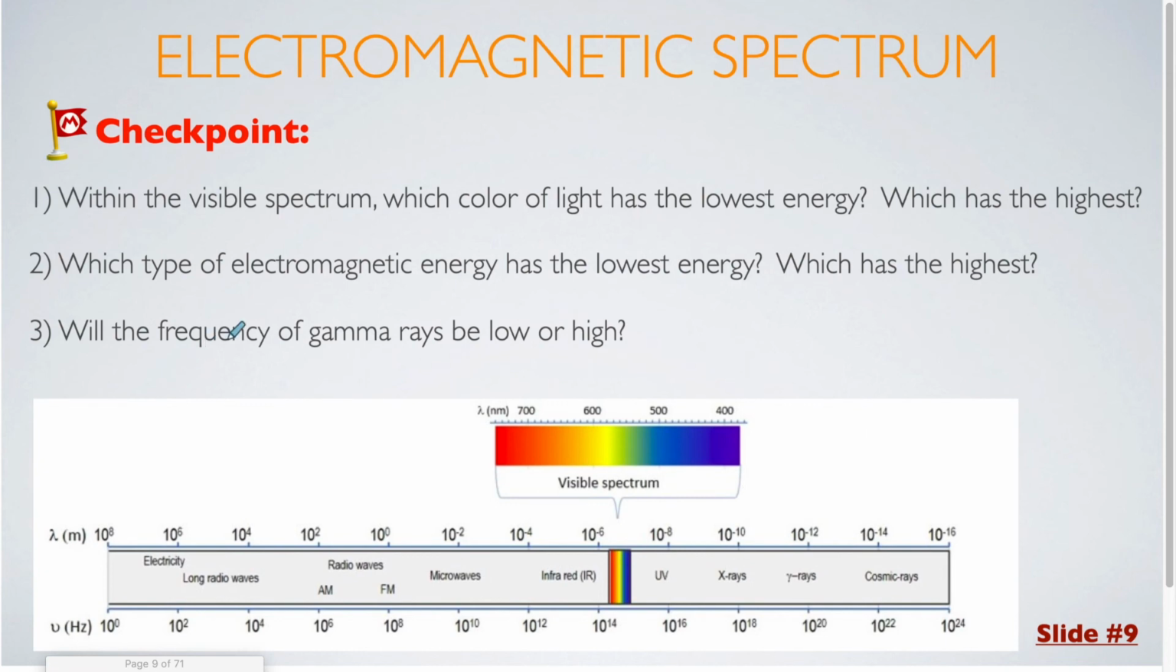For our next checkpoint question, within the visible spectrum, which color of light has the lowest energy and which one has the highest? Now we know from what is shown here that red had our longest wavelength and purple or violet had our shortest wavelength. Well, long wavelengths are associated with a low frequency and a low energy. So our color with the lowest energy would be red, and our color with the highest energy would be purple or violet.